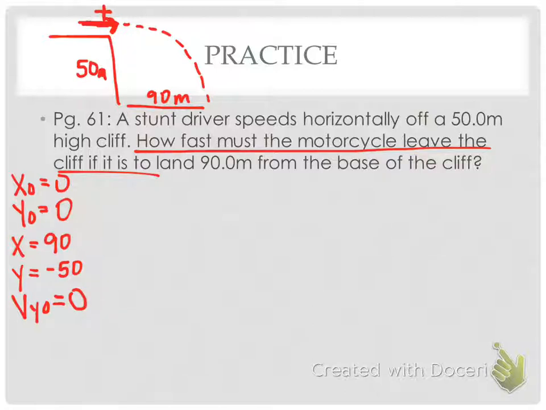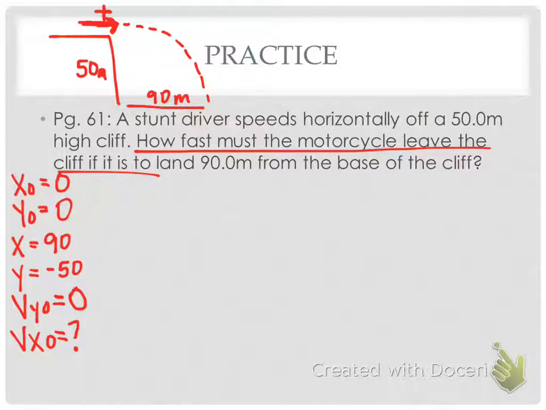How fast must the motorcycle leave the cliff? We wouldn't be able to solve for this if it was launched, right? Because that would be at an angle. It would be a little too crazy. So we have to know that Vyo is 0. We're solving for Vxo. Or realistically just Vx, right? If the horizontal velocity doesn't change through the whole thing, we're solving for a horizontal velocity.